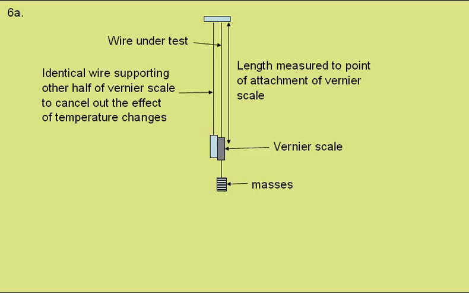In question 6a, we need to describe how we could accurately find by experiment the data needed to get the Young modulus of a metal wire. Well, first I'll draw a labelled diagram.